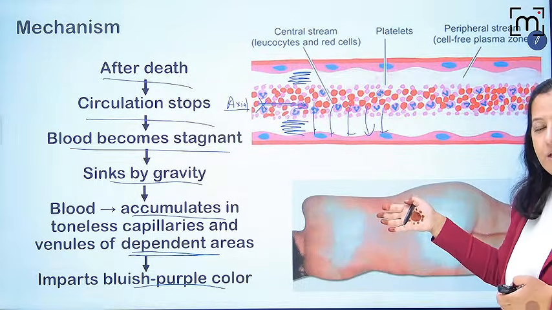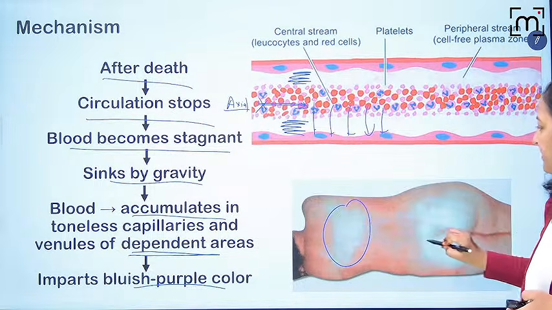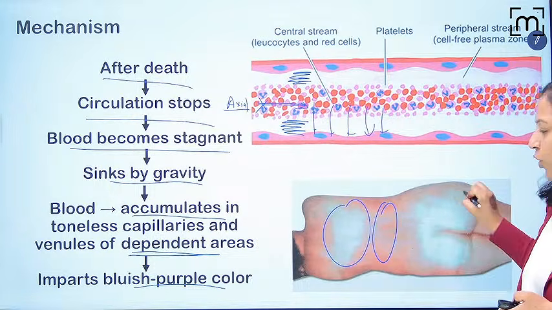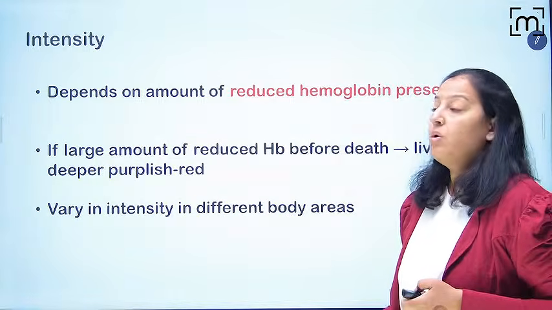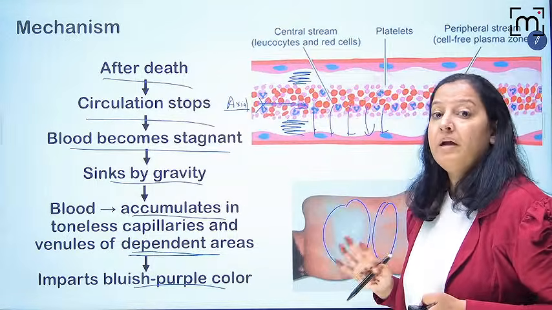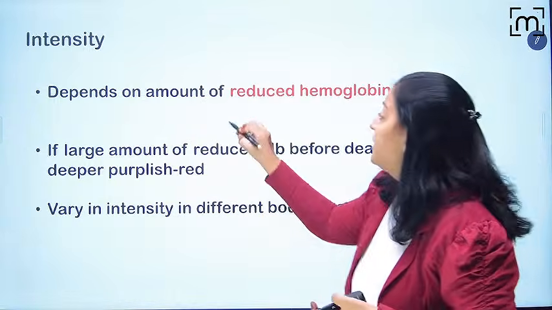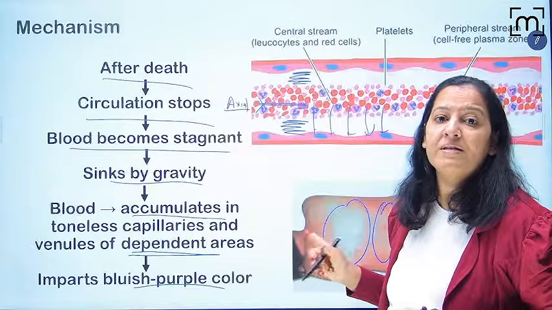Appreciate, now this body is supine. That's why I can see postmortem lividity over here, over here, over here on the dependent areas. Are we getting my point? So what is the intensity? Is it light blue color or dark blue color? It depends how much reduced hemoglobin the person is having at the time of death. So this reduced hemoglobin is giving the color.